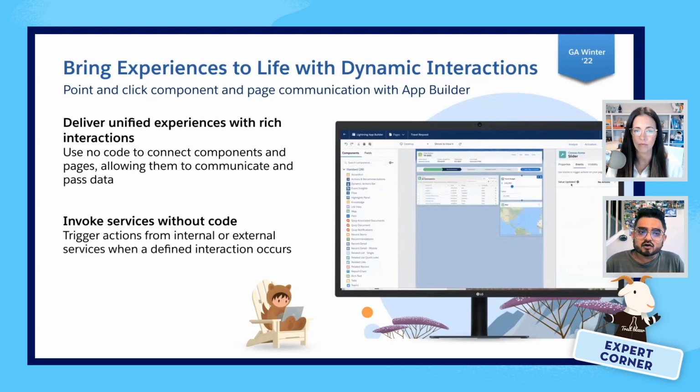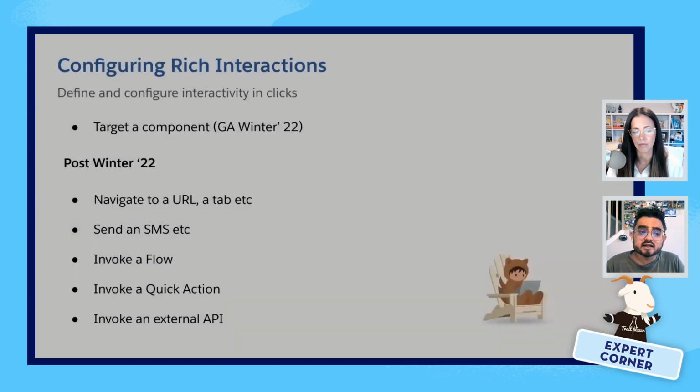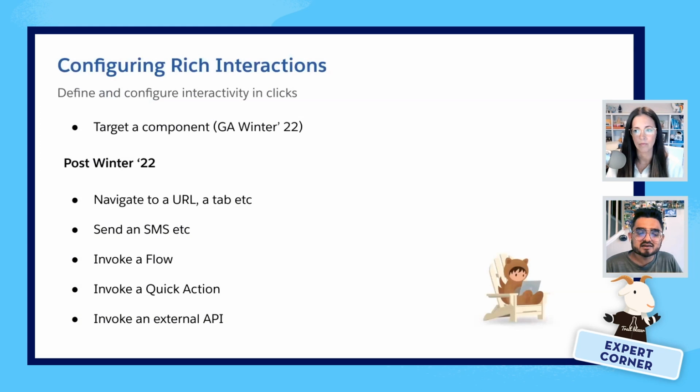And not only configuring interaction between two components, but they can also invoke services, external services, internal services, using dynamic interactions. And targeting a component is just a start that we are going to GA in Winter 22. Post Winter 22, you'll see a new capability to navigate to a new URL, a tab, send an SMS, invoke a flow, invoke a quick action, or invoke an external API when certain events are fired from a component. All this would be possible through just using Lightning App Builder and no code.